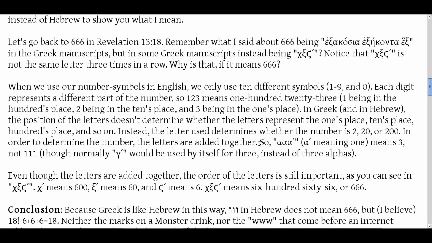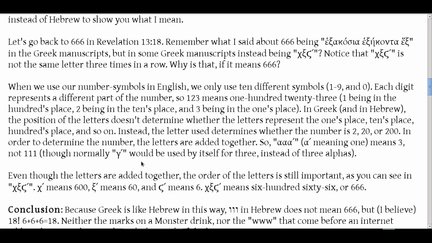I hope you're able to follow me a little bit. So, alpha with this symbol, which shows that these are a number. Alpha meaning one means three, not 111, because you add these three alphas together, which equals three. The position of the alpha in the number doesn't matter. So even though this is the third from the right, that doesn't mean this is 100, this is 10, and this is 1. That's not what it means. In Greek and in Hebrew, when you put them together, they still represent whatever they represent. So alpha always represents one in Greek, no matter where you put it in the number.